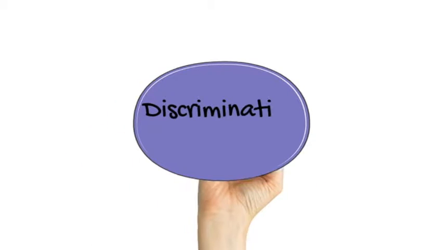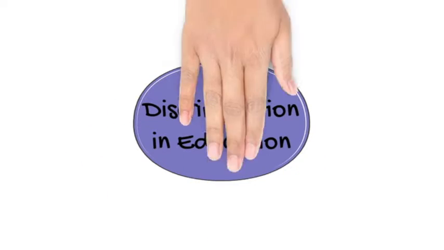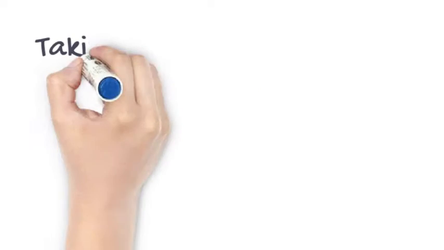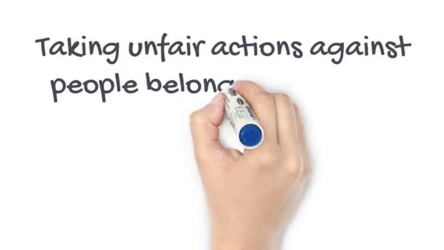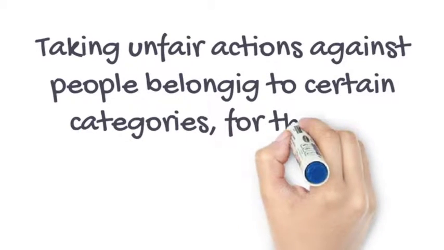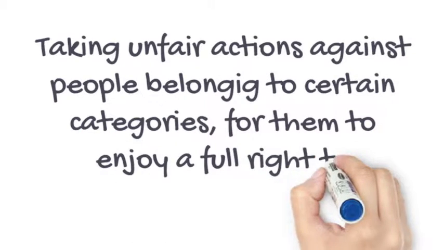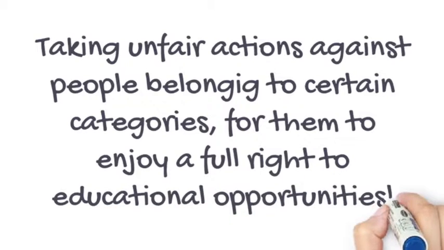Discrimination in education. Discrimination in education occurs when a person or an entity takes unfair action, or even inaction, against people belonging to certain categories, preventing them from enjoying a full right to educational opportunities.